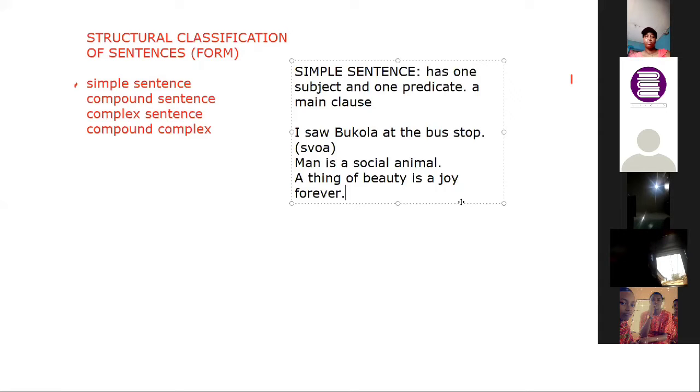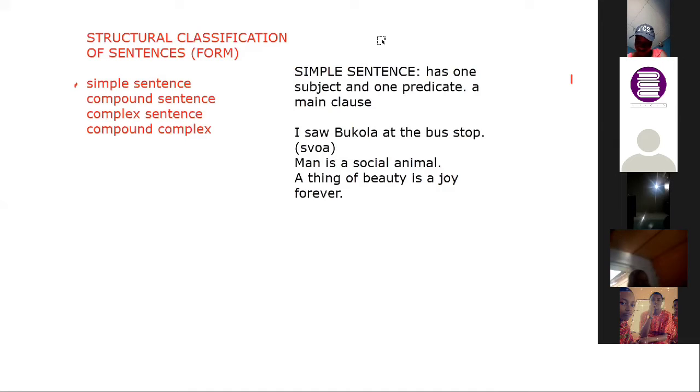You understand what a simple sentence is? Yes. Now, let's move to another one, which is what? Which is the compound sentence. The compound sentence. Do you understand me?